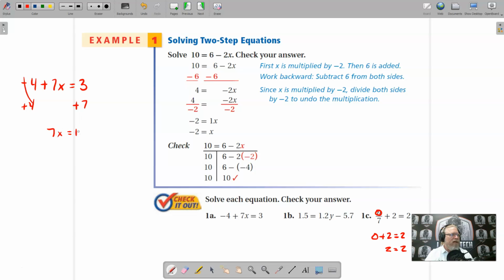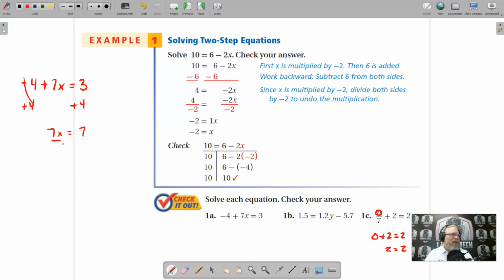And 3 plus 7 is 10. Oh, I gave the answer. That wasn't right. See what I did there? I need to add 4, and it equals 7. There we go. Now, 7 is tied to the x through multiplication.